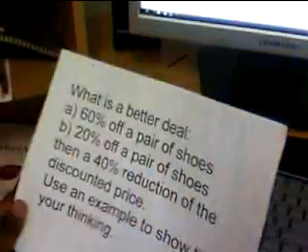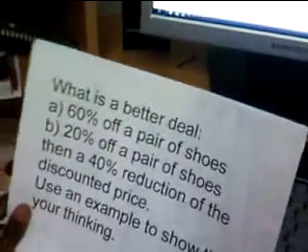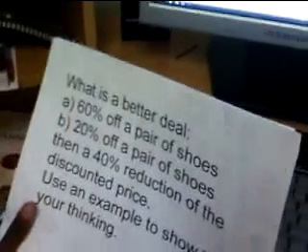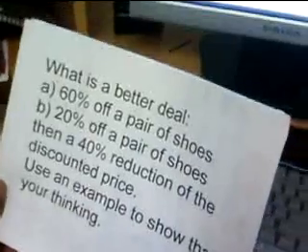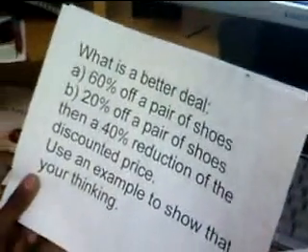Question number 4. What is a better deal? A, 60% off a pair of shoes, or B, 20% off a pair of shoes, and then a 40% reduction off the discount price.